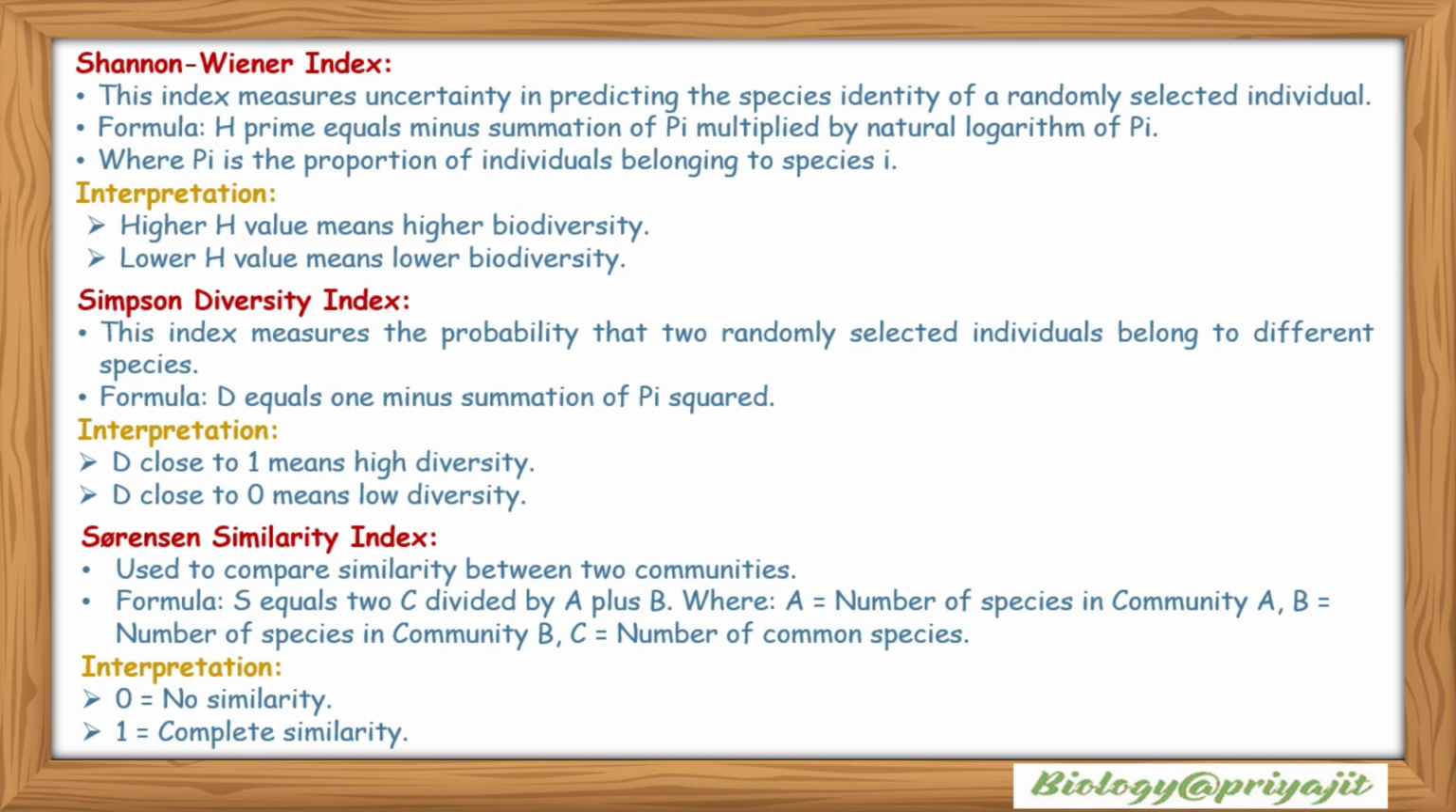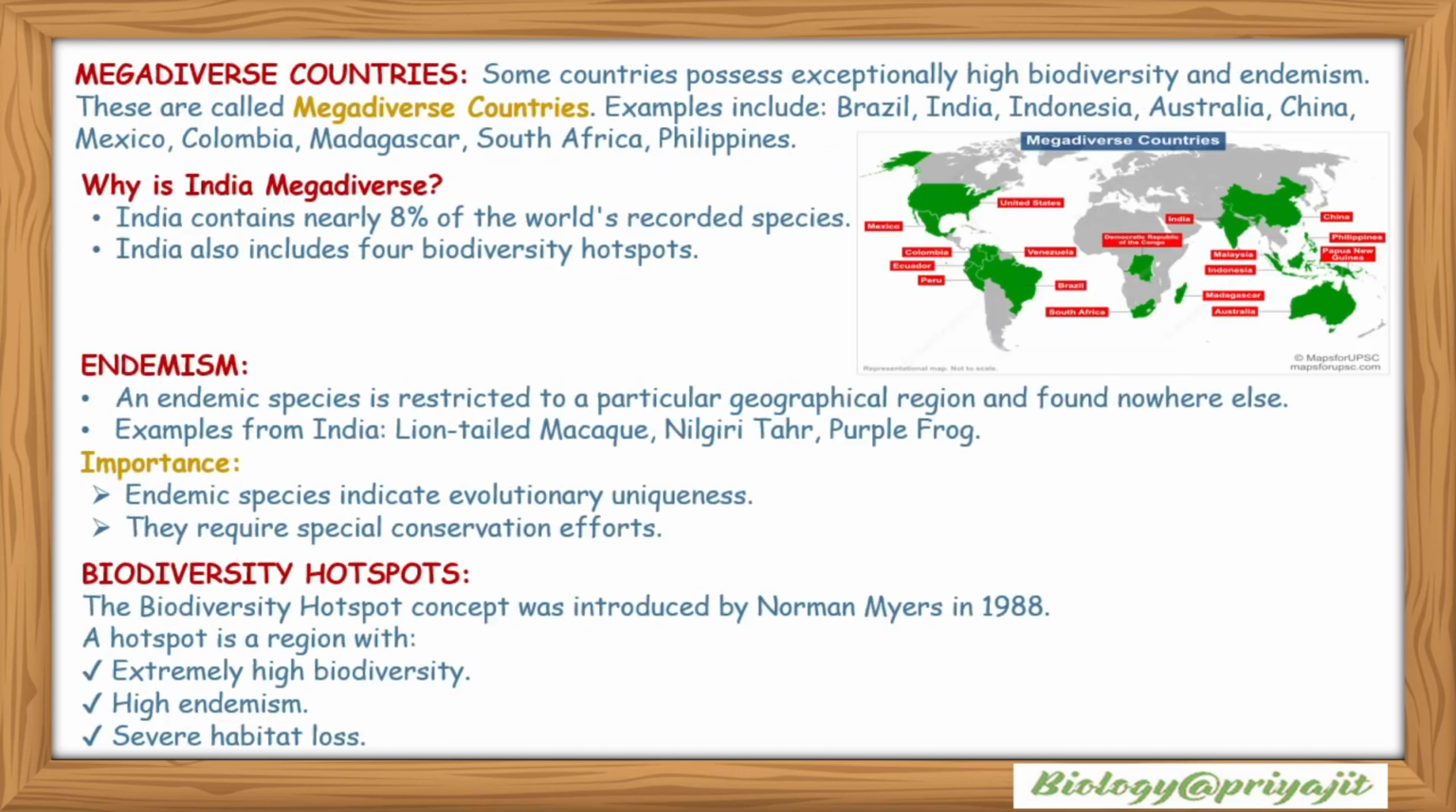Sørensen Similarity Index. It is used to compare similarity between two communities. Formula: S equals 2C divided by A plus B, where A is the number of species in community A, B is the number of species in community B, and C is the number of common species. Interpretation: 0 means no similarity and 1 means complete similarity.